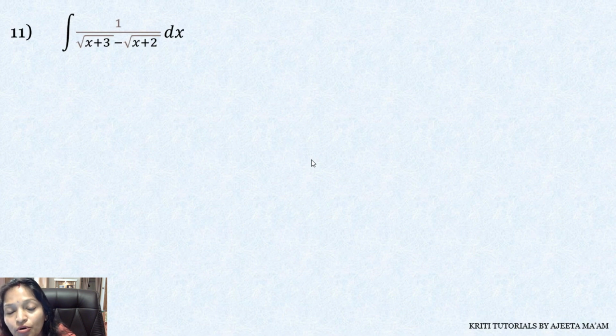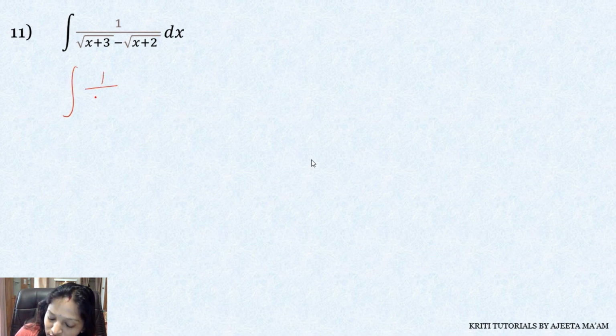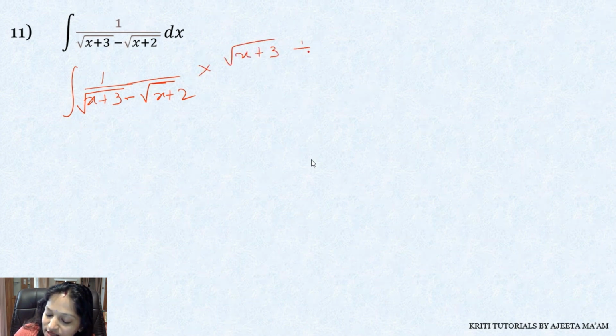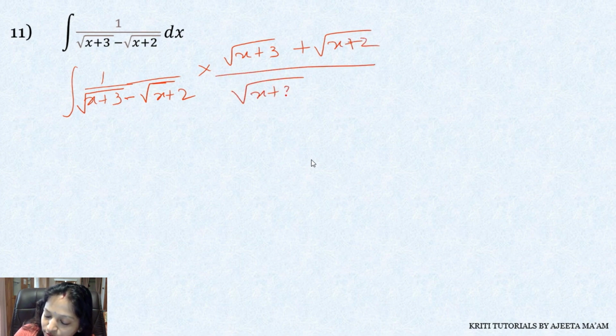Now this is 1 upon root x plus 3 minus root x plus 2. Now I think it's clear to everyone, we have to rationalize it. So let's do the rationalization of this. We will rationalize it with the opposite sign. So root x plus 3 minus root x plus 2 has a minus in between the terms. We will rationalize it with plus sign. Correct? So root x plus 3 plus root x plus 2.